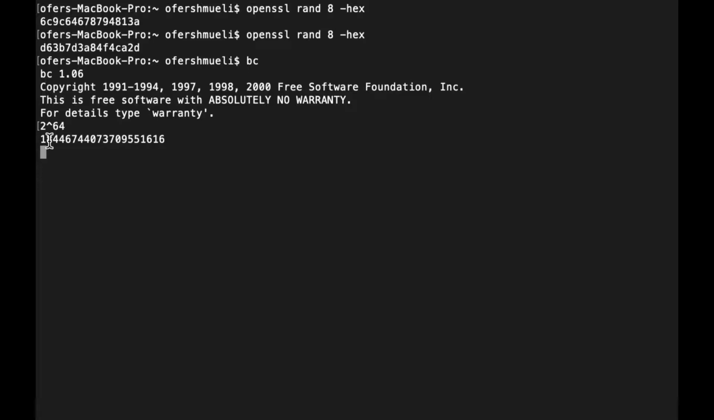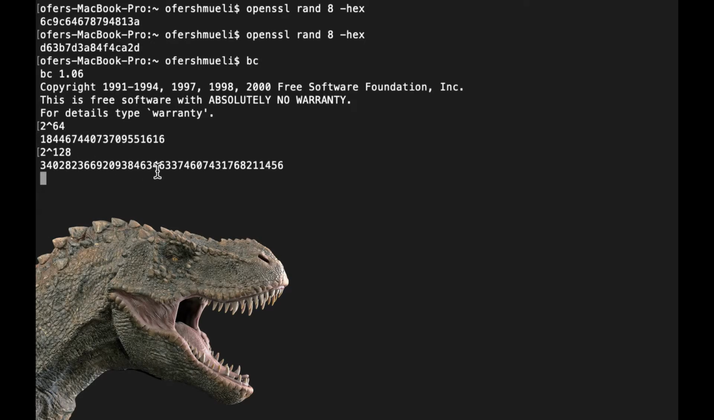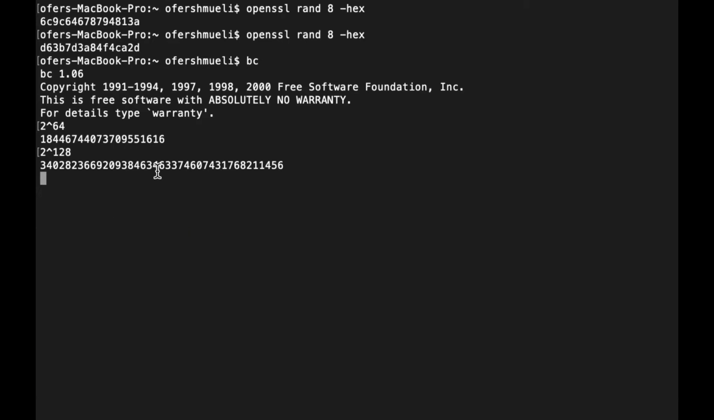Knowing the algorithm, nowadays a 64-bit key is not considered secure, so we use much more secure keys, and we can see what the value of a 128-bit key is. It will take years, hundreds, thousands of years to decrypt the key.